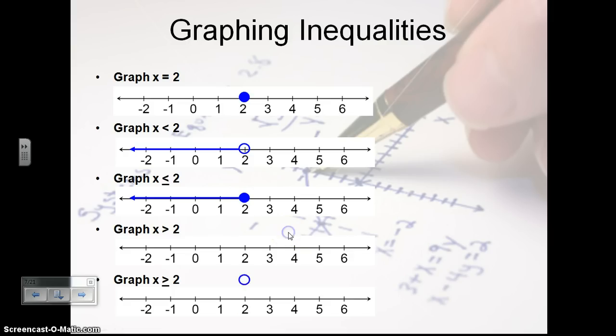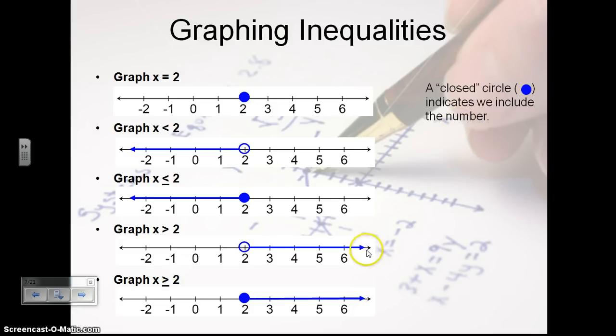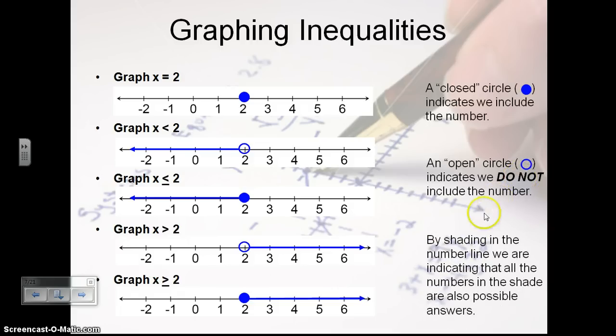X is greater than 2, open circle, and we're going to shade to the right, because 3, 4, 5, and 6 are greater than 2. The last one, x is greater than or equal to 2. We're going to do a closed circle, and we're going to shade to the right, because again, 3, 4, 5, and 6 are greater than 2. A closed circle indicates we include the number. Okay? An open circle indicates we do not include the number.